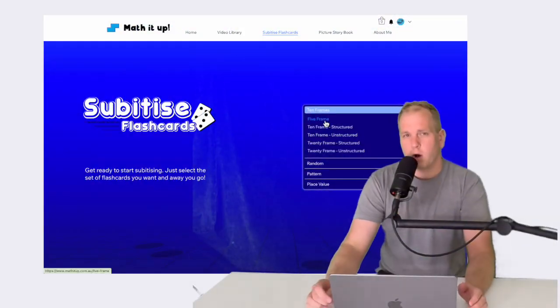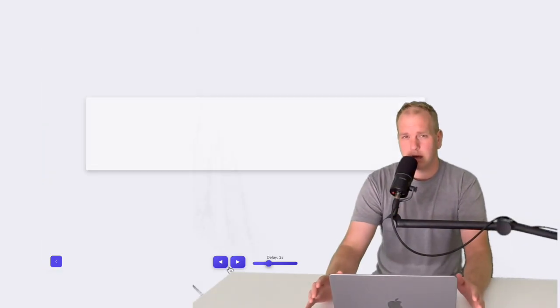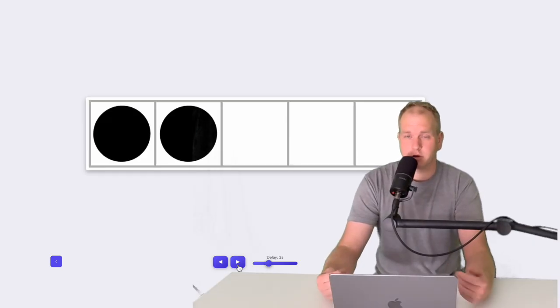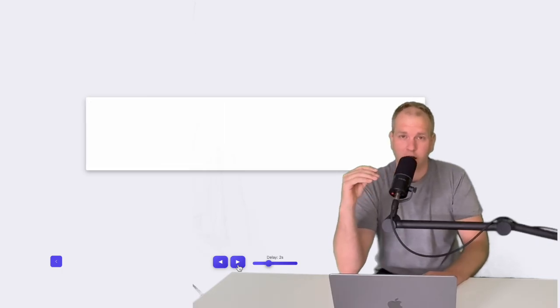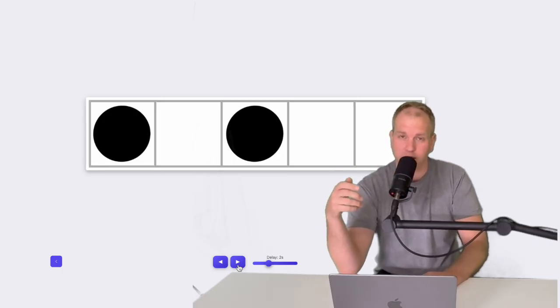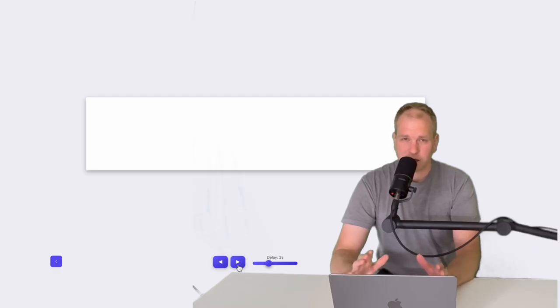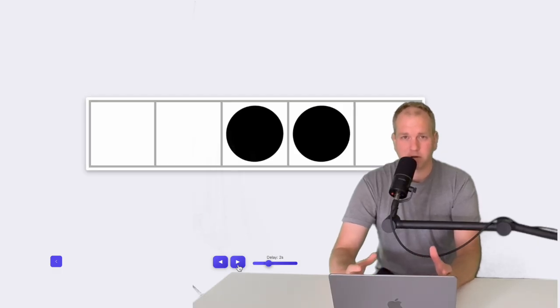I want to talk about why Subitising is so important and what makes it such a fundamental skill in terms of helping students build their number sense. So the whole point of Subitising is to help students build mental objects for all our numbers. And so let's start by explaining, what does it mean to have a mental object?